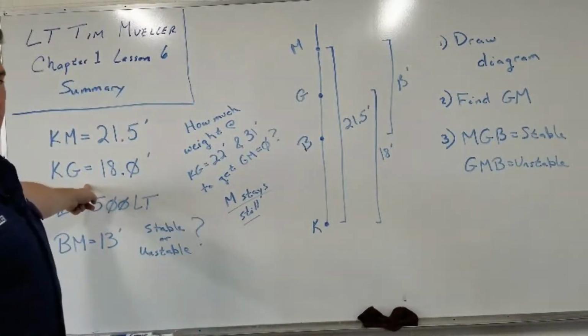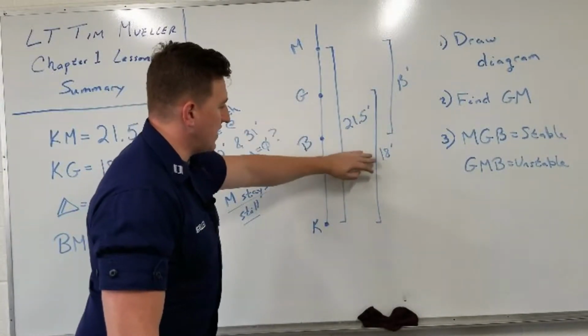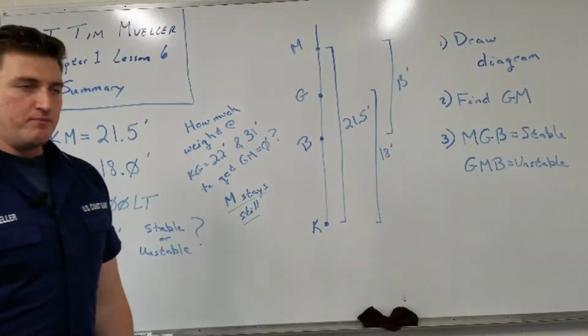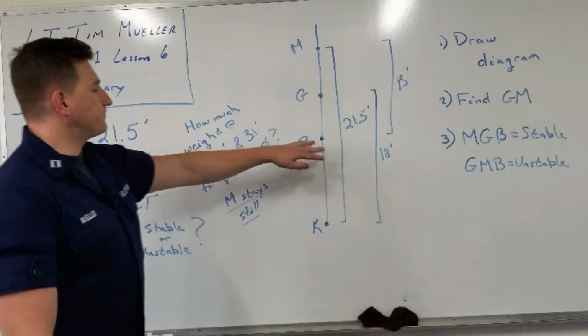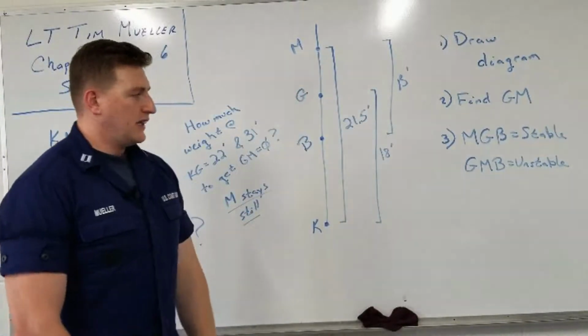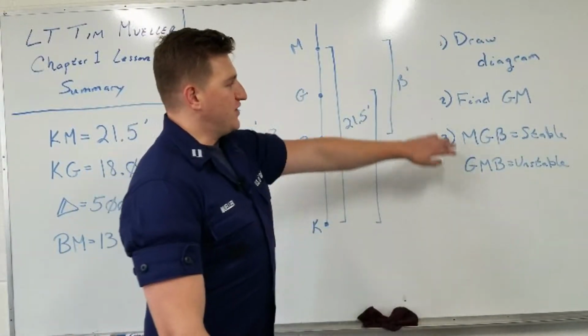Next we have KG is 18 feet. So you go from keel to G is 18 feet. We know displacement is 500 long tons. Then we know BM is 13 feet. So from B up to M is 13 feet. All right, we drew a diagram with all the information we have. Step 2 is we got to find GM.